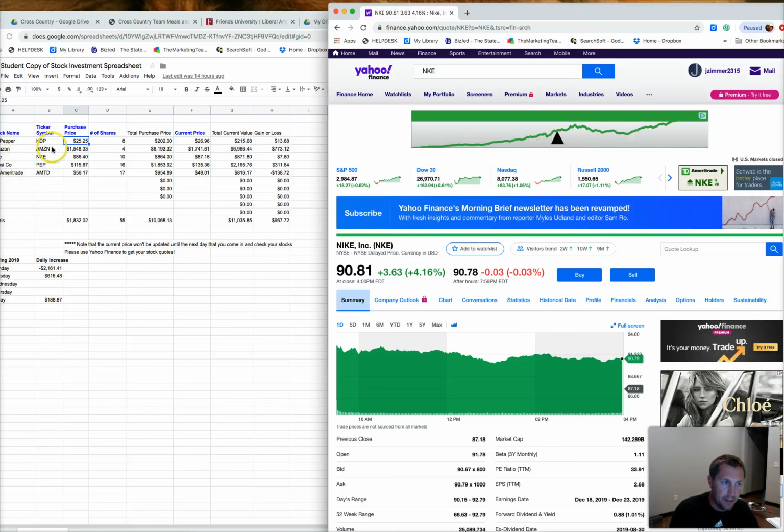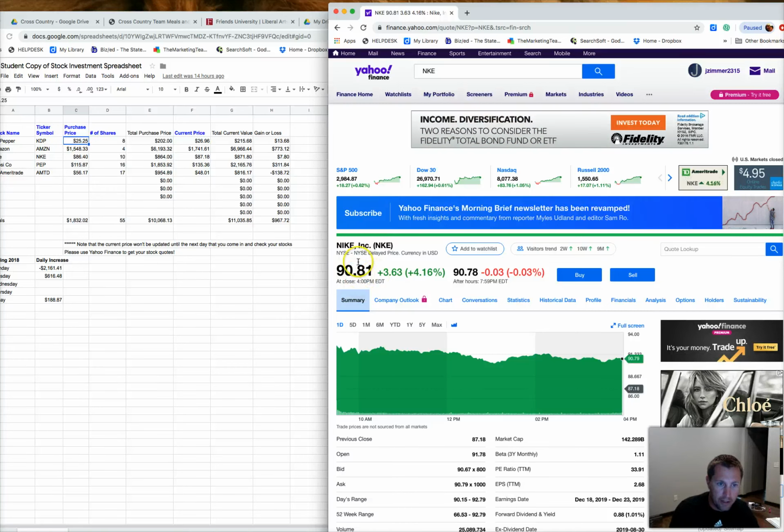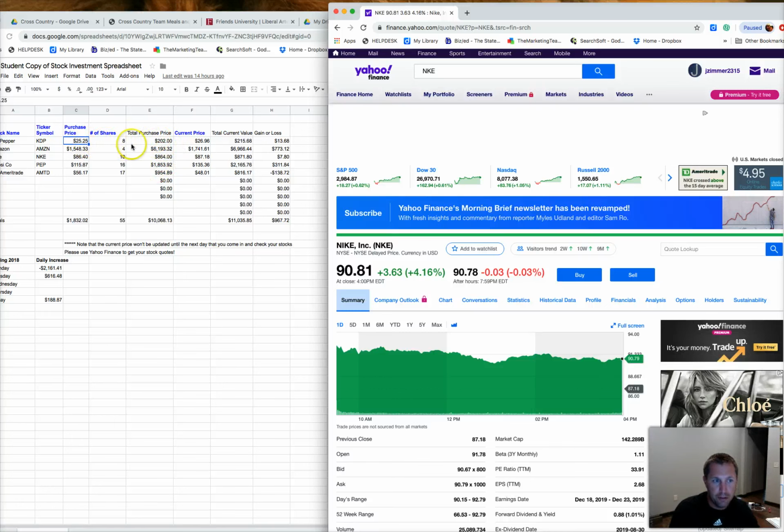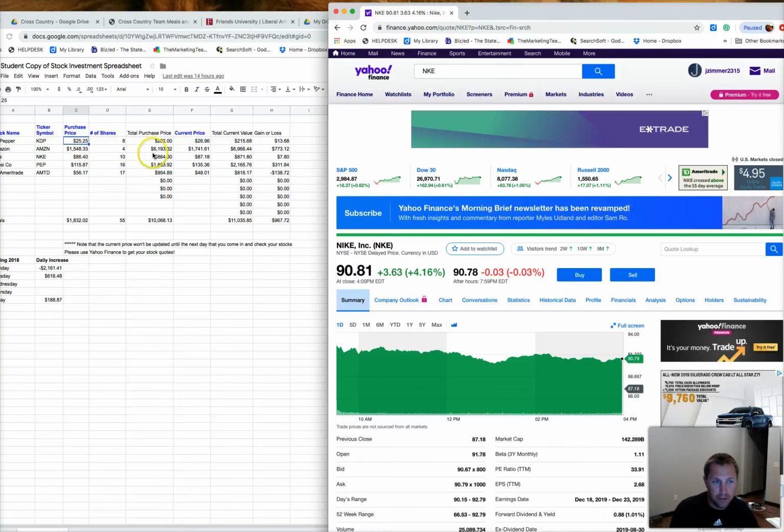So the only thing, again, that I need you to fill out for today is this information right here. The stock name, the KDP, Amazon, whatever your ticker symbols are, what you purchased it for, this price that's located right here. And then after you've done all that, you can then start identifying what number of shares you want. This itself will start doing a formula for you to total how much you're spending on each company and the number of shares you're buying.